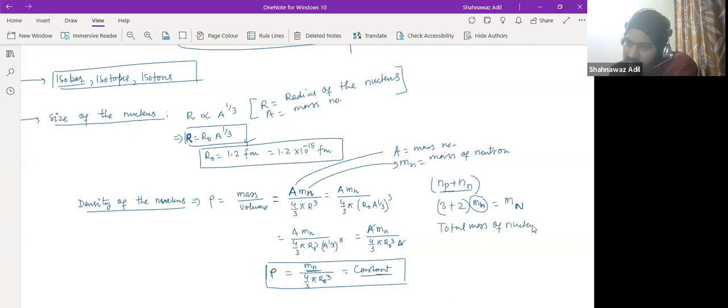So that is how we calculate the total mass of the nucleus. That would be the total number of neutrons and protons times the mass of one neutron or proton, right? Because both have the same mass, so then we can write this as A, and that is how we have approximated.